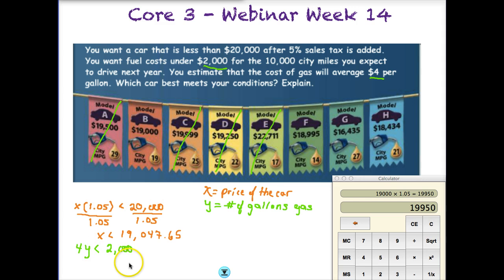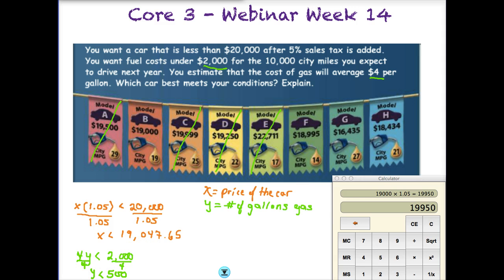Okay, and I can do something similar to that with y. So let's go ahead and divide both sides by 4. Make our life a little simpler here too. So let's divide by 4, divide by 4. So I'm just solving for y. These cancel, and y is going to be less than 500. Okay, so what does that mean, that 500? So that 500 is related to y, and remember that we defined y as the number of gallons of gas. So that means the number of gallons of gas that we use has to be less than 500.